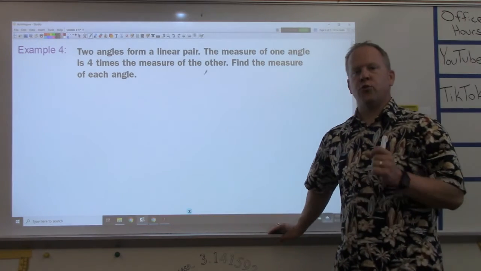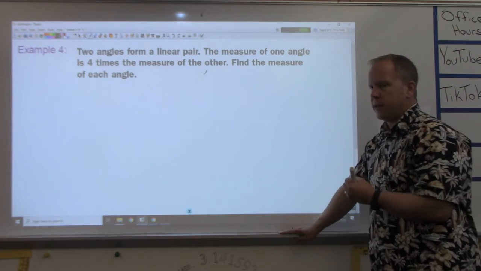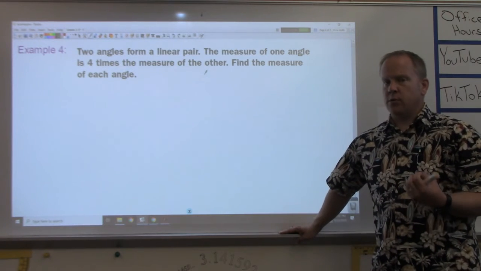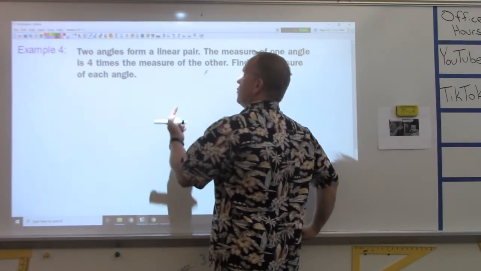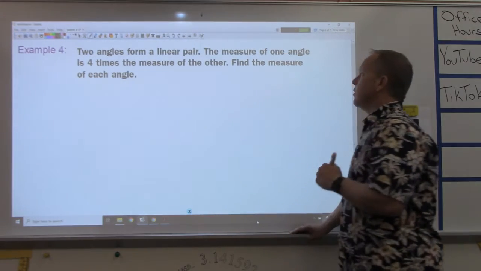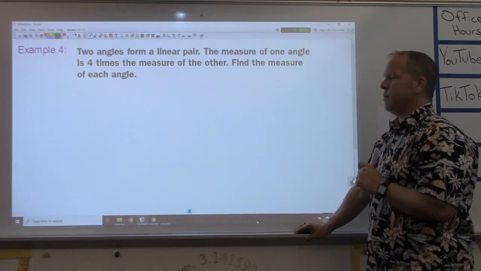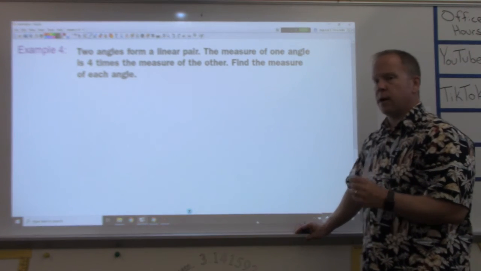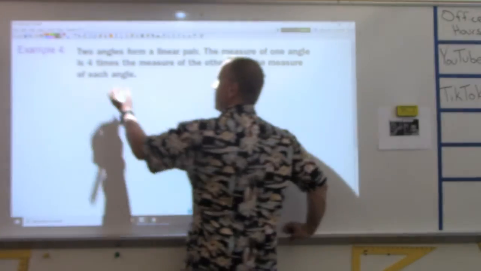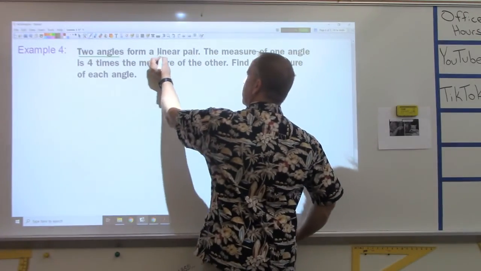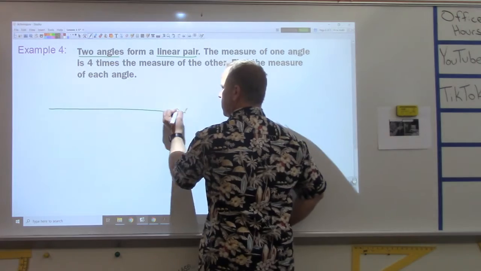Example 4, the dreaded word problem. Oh no. Read it, look at the keywords, draw a diagram. Draw a diagram, you have now a picture to reference to solve the problem. Two angles form a linear pair. The measure of one angle is 4 times the measure of the other. Find the measure of each angle. Okay, read it once. Now go back, reread it, look at the key words. Two angles form a linear pair. Stop there, that's the first sentence. Draw a picture, linear pair.